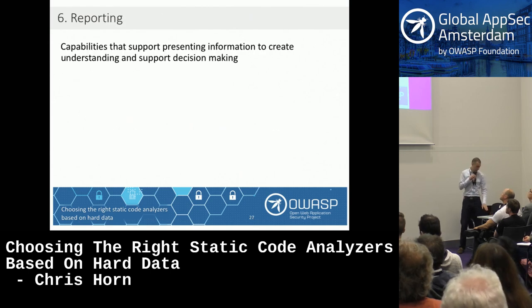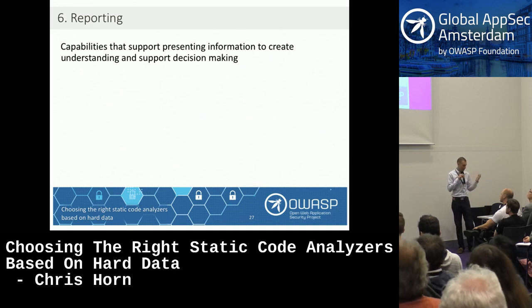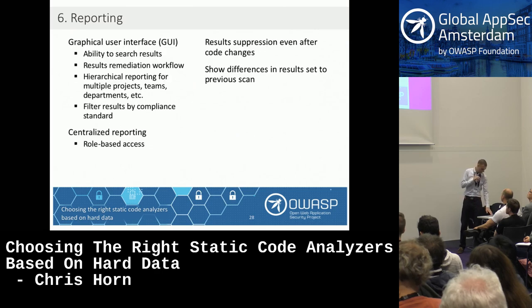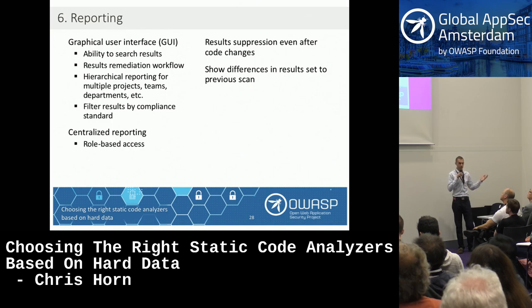Reporting is about presenting information to people, so they can understand it and support decision making. I mentioned the user interface in terms of presenting results, and that can often be quite important for reporting too. Does it have the ability to search? Hierarchical reporting: if you're deploying in an organization with multiple dev teams or a hierarchy, does the tool support that hierarchy and aggregating information in that way to report up?